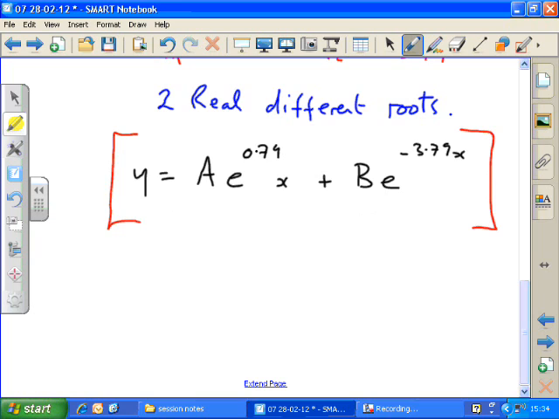And because we can't find the values of a and b, this is a general solution to the differential equation in this example. Y equals a e to the 0.79x plus b e to the minus 3.79x. If we can then go on and find the values of a and b, we come up with a particular solution for this situation. So that's the first example, two real different roots. Let's look now at the second example.